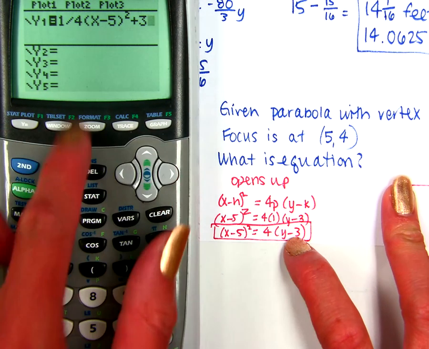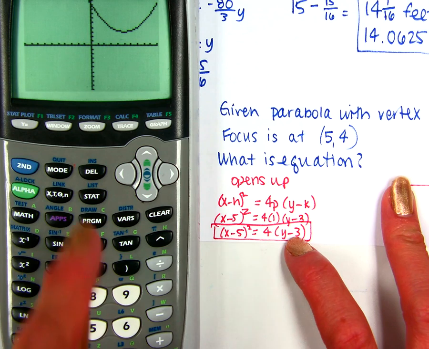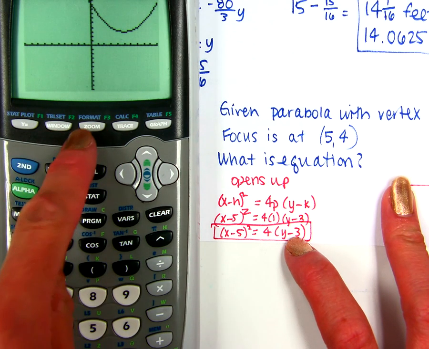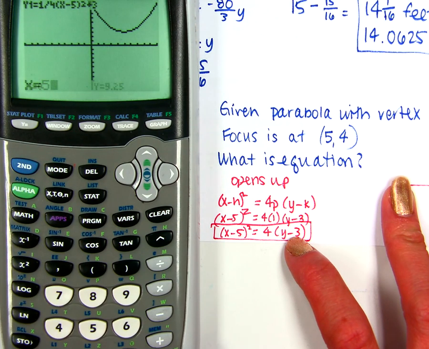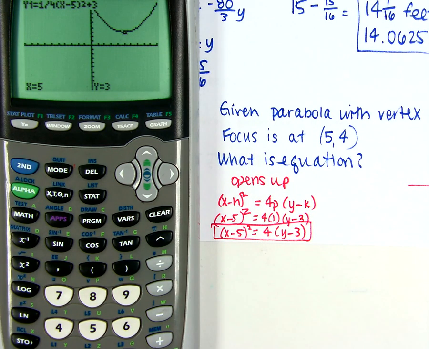Okay, and if I graphed it, there's a parabola opening upwards. I could double check that my vertex is at 5, 3. Right? And I can't exactly check on the calculator that your focus is at 5, 4, but at least we know the equation matches with the information that was given.